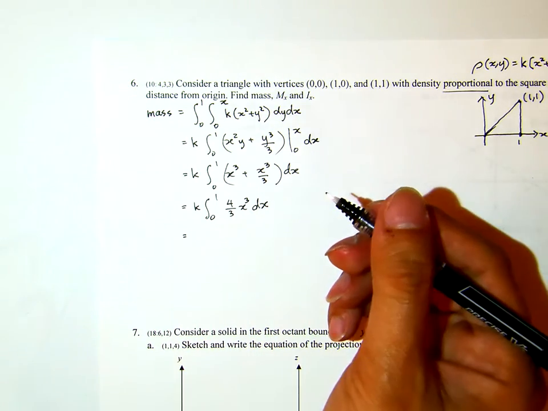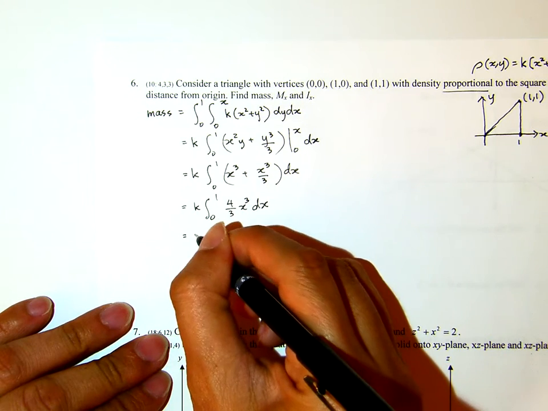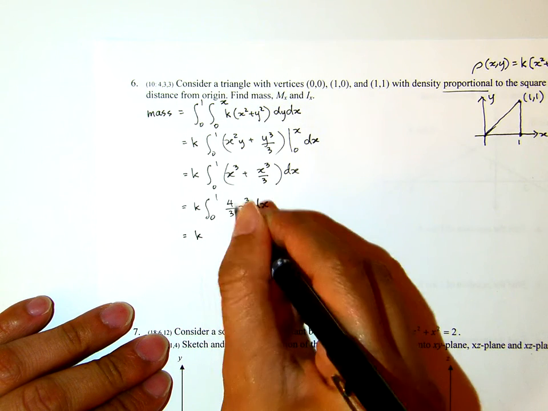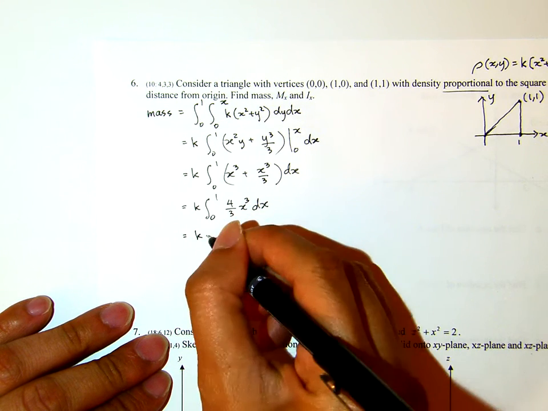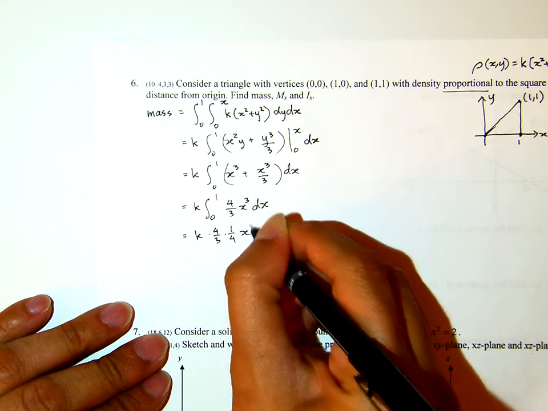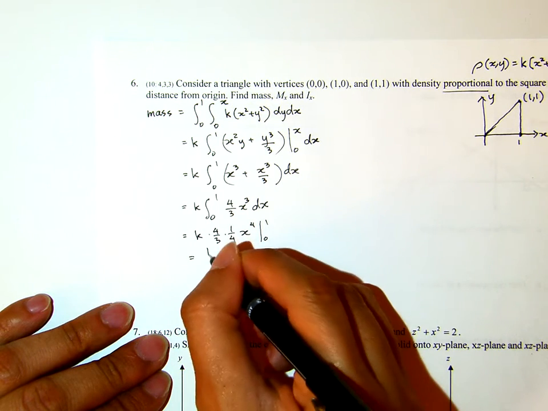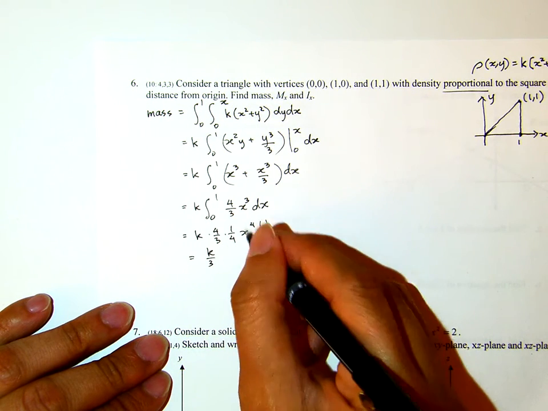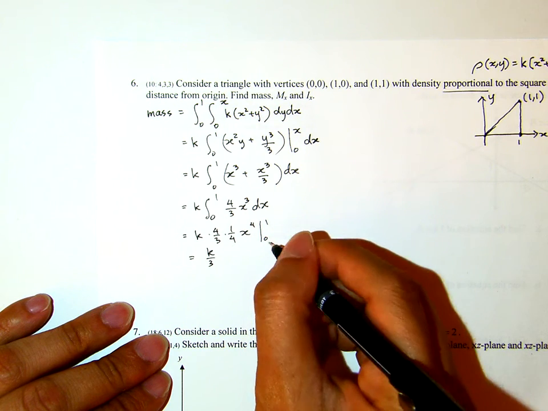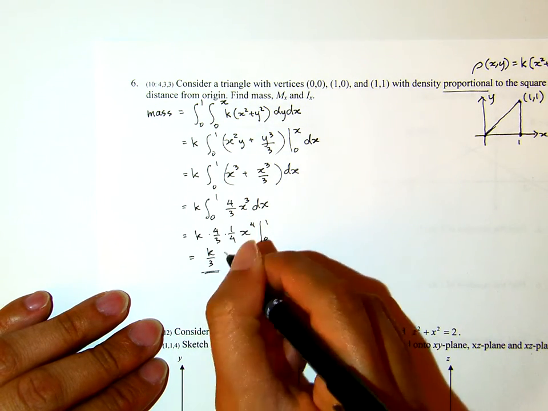Which if I integrate, I will get k, the 1/4 cancels. Let me write down 4 over 3 times 1 over 4 x to the 4th from 0 to 1, right? So I get k over 3, and the integral of x to the 4th from 0 to 1 is 1. So this will be the mass.